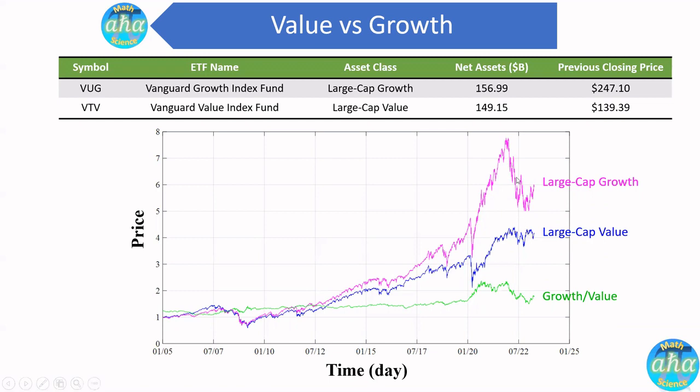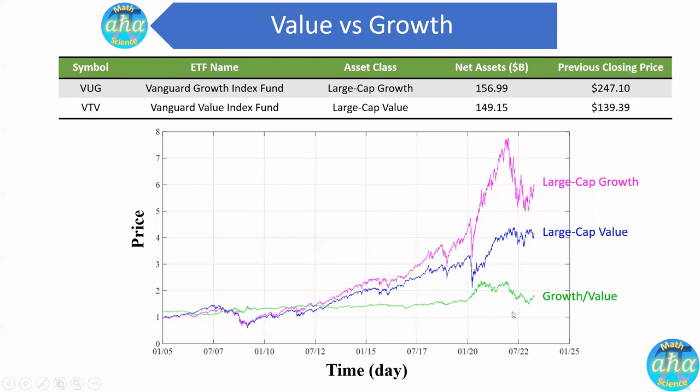You can also see that the large cap growth really outperforms the large cap value most of the time. It's always above, except maybe here where the large cap growth underperforms the value a little bit. And this ratio, when plotted here, you can see is steadily increasing, meaning that yes, growth outperforms the value. In fact, the outperformance is getting better and better over time.